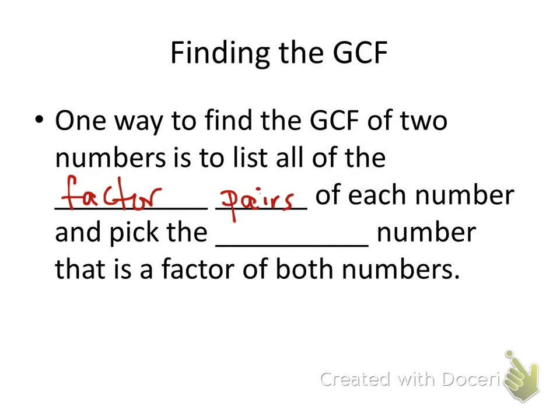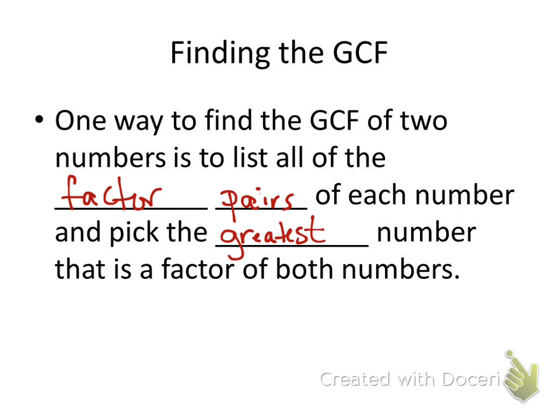of each number and pick the blank number that is a factor of both numbers. What are we trying to find? The greatest. So that's one way that we could do it. So one way we can do it is just how we did it at the very beginning here. Except if we're dealing with super large numbers, let's say I gave you the number 1,000. Think how long it would take you to list all the factor pairs of 1,000. It would take you a really long time. So that's not going to be ideal for when you're working with larger numbers.